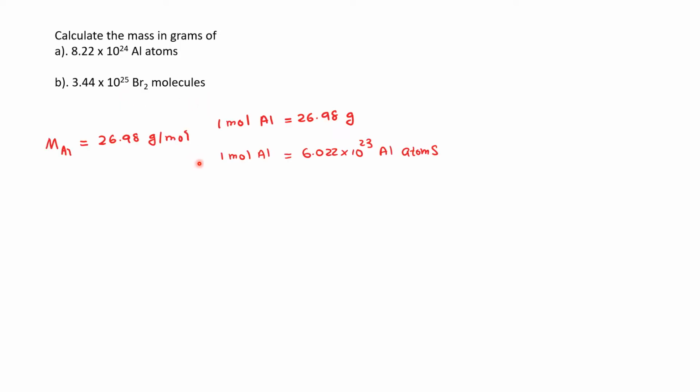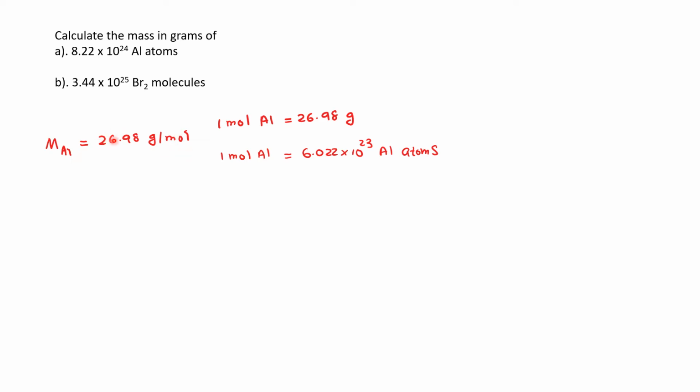Calculate the mass in grams of part A, 8.22 times 10 to the 24 aluminum atoms. Part B, 3.44 times 10 to the 25 Br2 molecules. Let's do part A first. So we are going to find out the molar mass of aluminum, which is 26.98 grams per mole. And then this is the information you are going to use in your dimensional analysis.